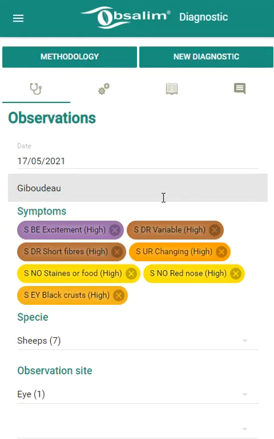We will study the interpretation of a diagnostic on the Opsalim app, thanks to a flock of sheep. The symptoms concern 5 organs. We can see 5 colors here. Concerning the behavior, the animals were very aggressive.